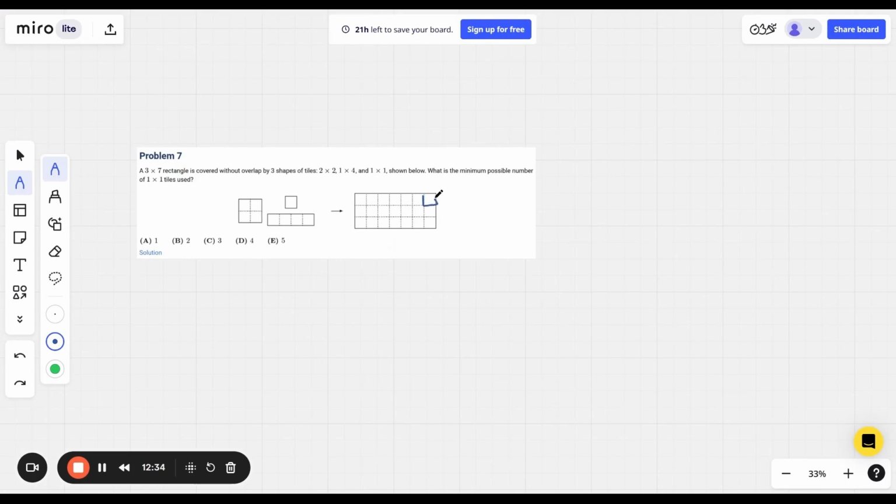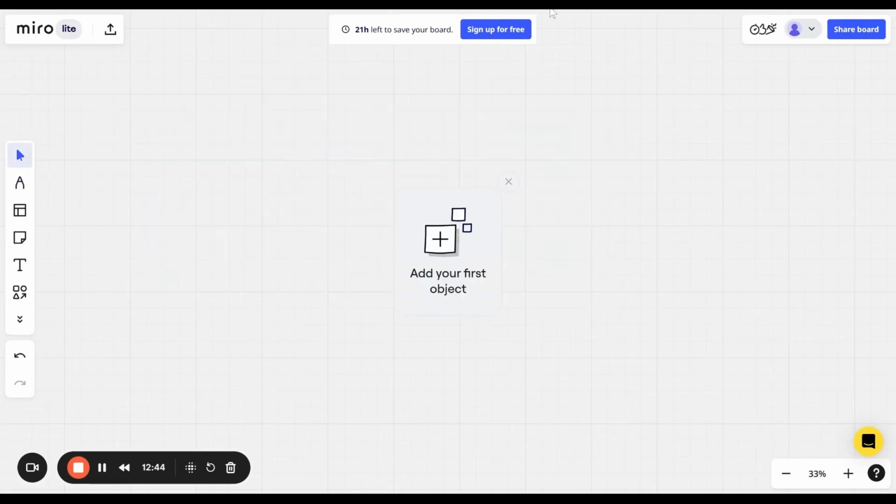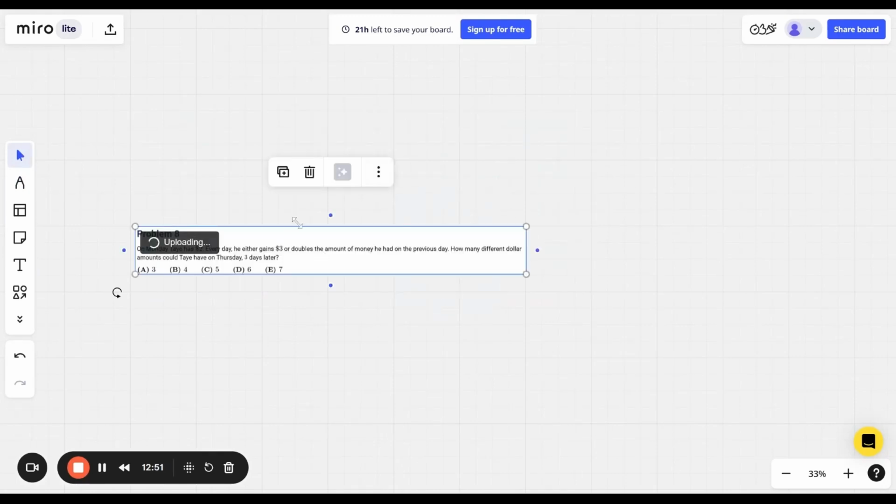It just does not make sense to have just 1 square that's out because it's just not possible. But let's just use our answer as 5. So these were problem 7. Problem 8.